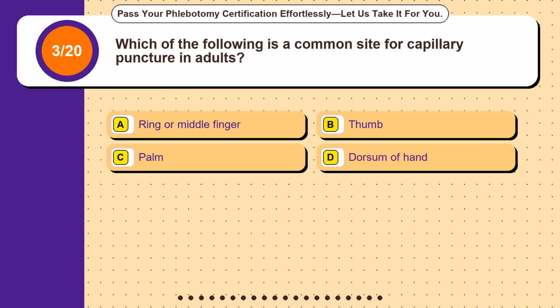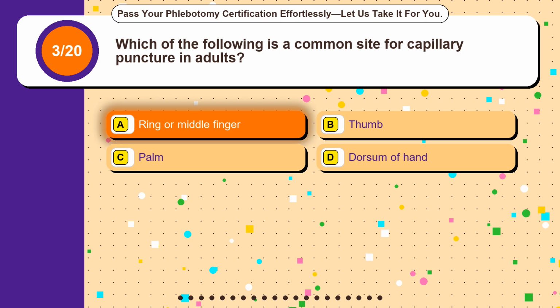Question 3. Which of the following is a common site for capillary puncture in adults? Option A, ring or middle finger. Option B, thumb. Option C, palm. Option D, dorsum of hand. The correct answer is option A, ring or middle finger.